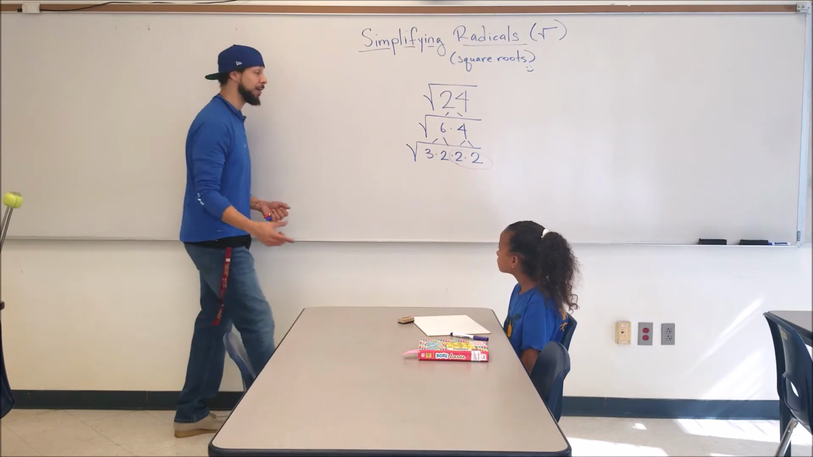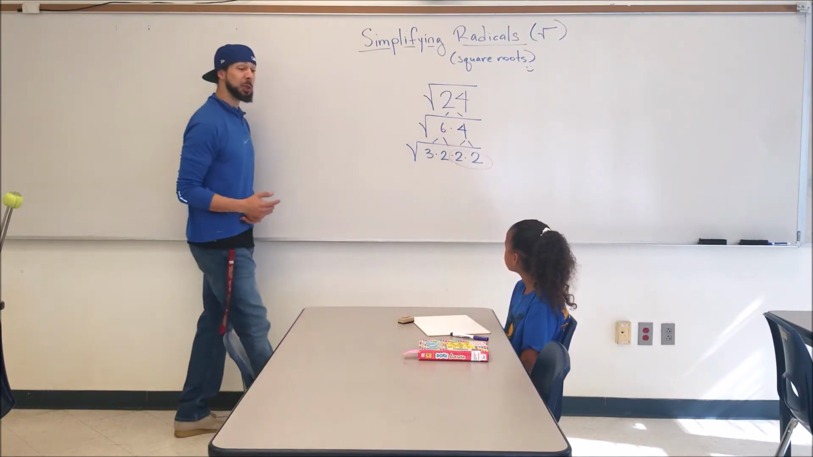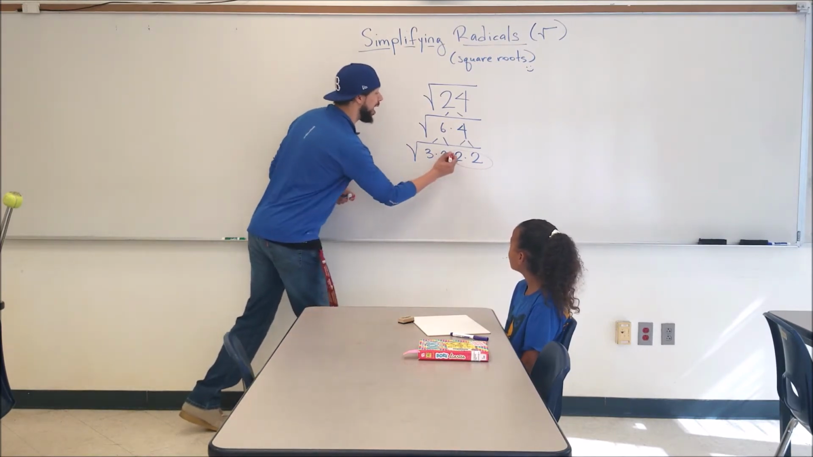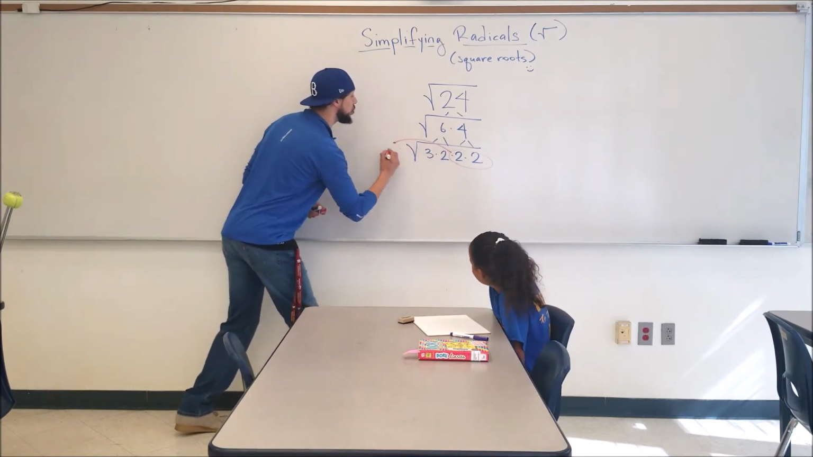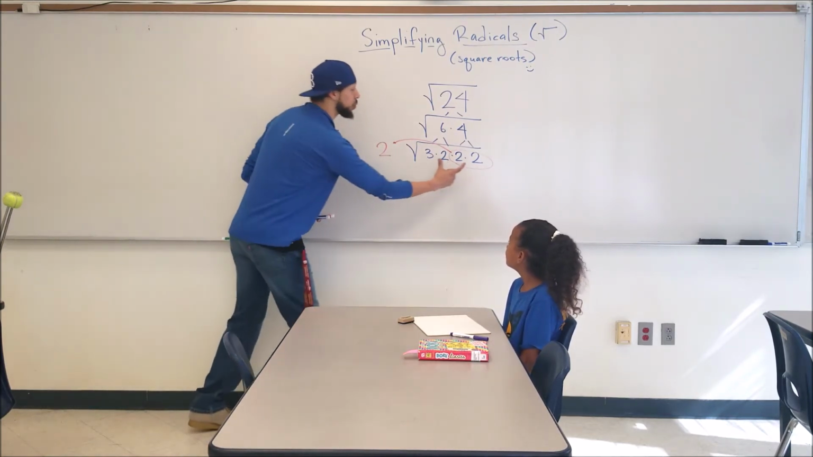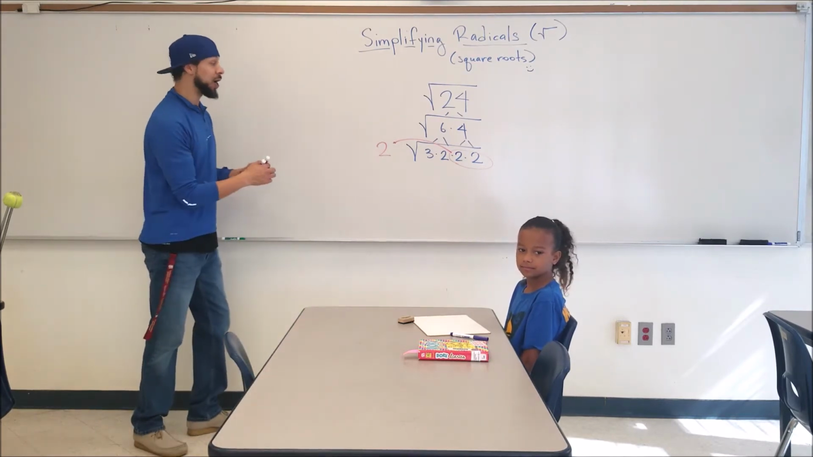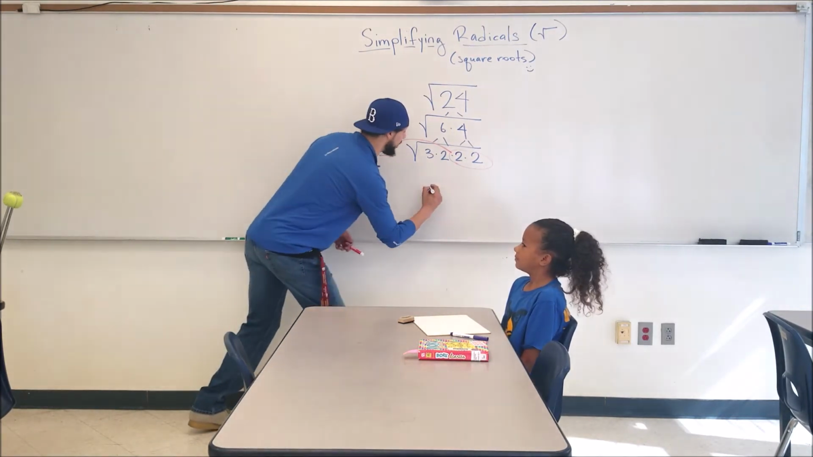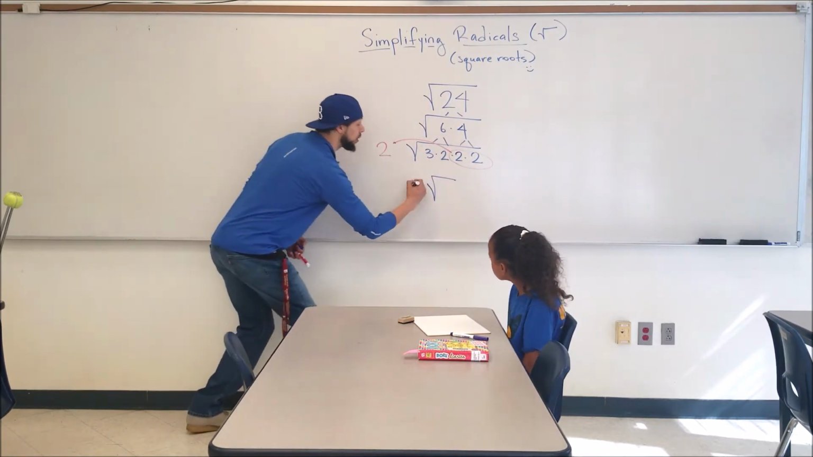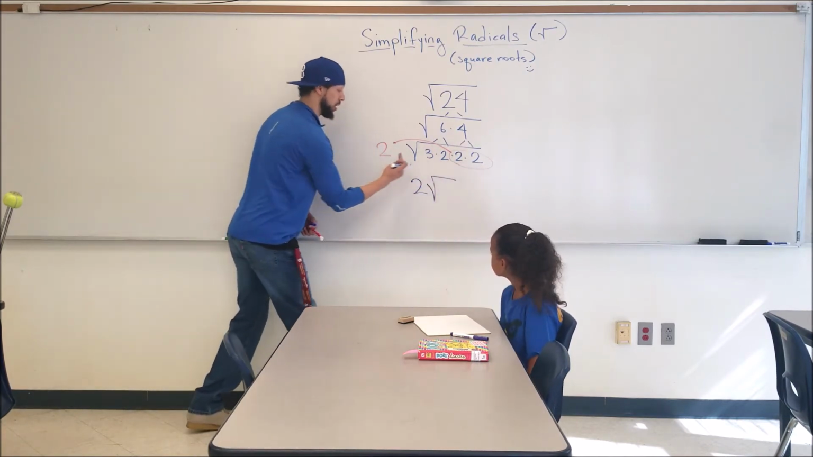And I'm going to show you why. What is 2 times 2? 2 times 2 equals 4. And you know what the square root of 4 is? 2. So I can bring this 2 outside of the house, because the square root of 4 is 2. So at the end of this, these 2s came out as one single 2 outside of the house.